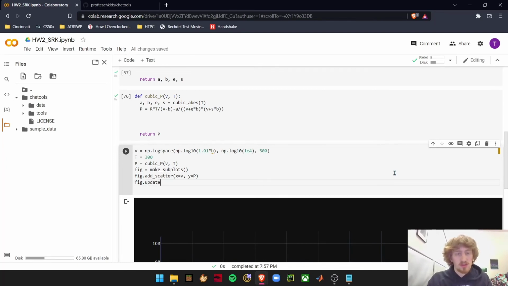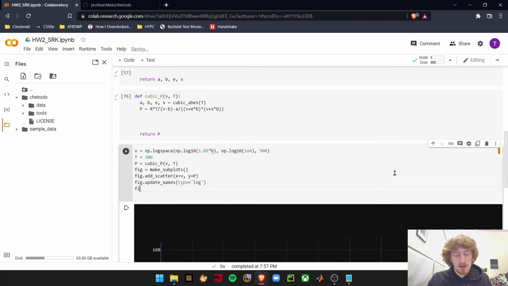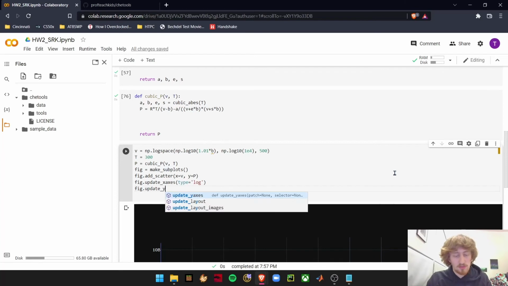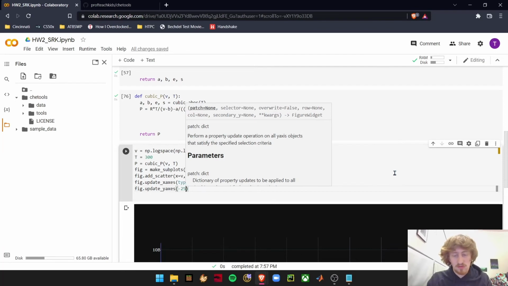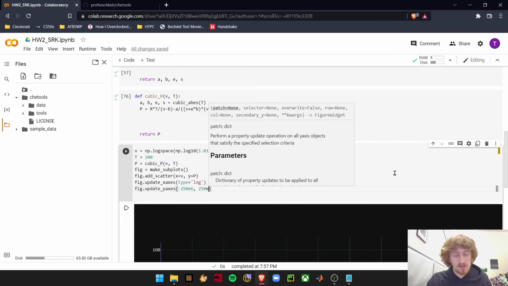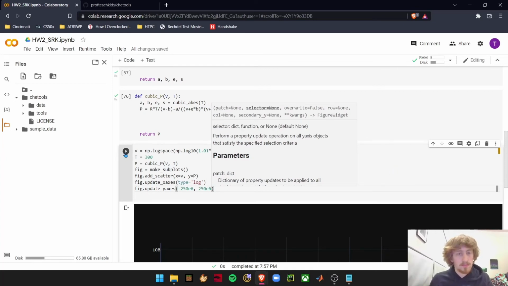We just use the update function, and we're going to start with the x-axis. And of course, we want it to be logarithmic because we're traversing several orders of magnitude. And we can do a similar thing with the y-scale. Normally, we would use trial and error for this, but I already know some good values for it since I've done this several times. So we'll go negative 250 E6 all the way up to 250 E6 pascals.